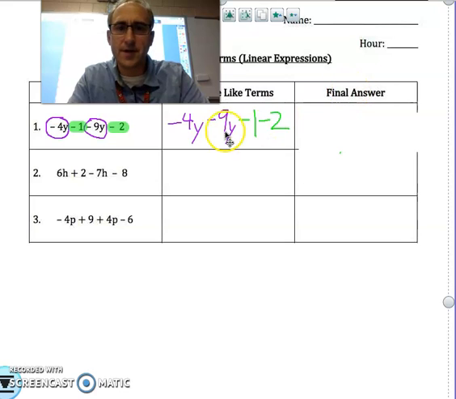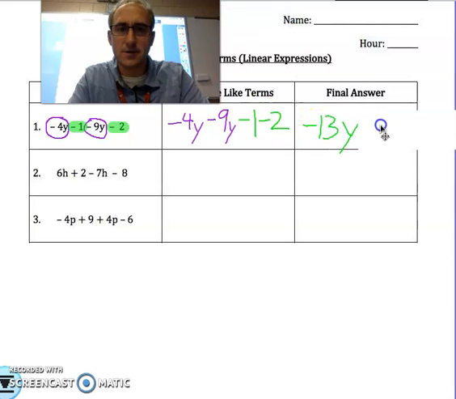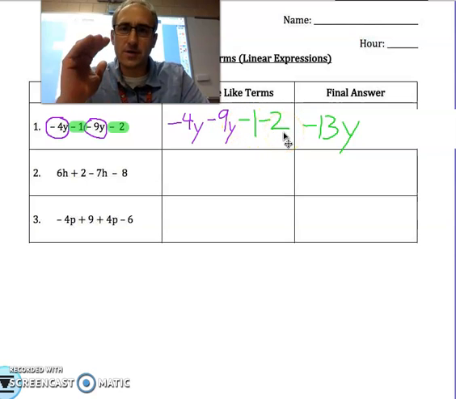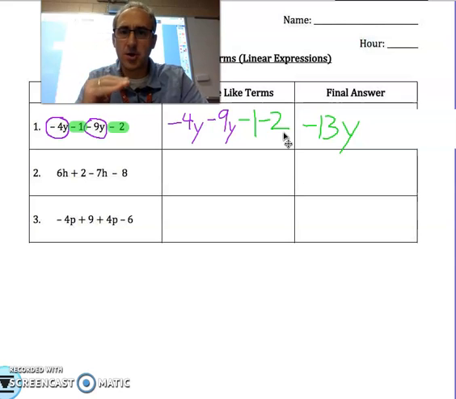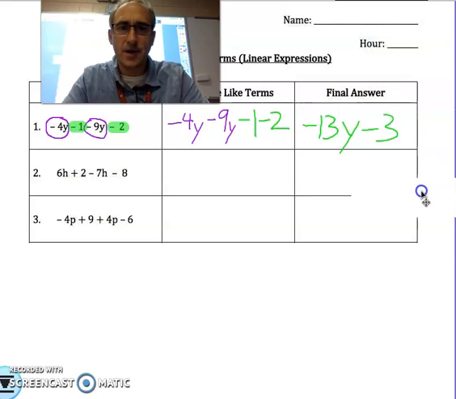For the final answer, I'm going to end up with two terms. A term of y terms and a term of number terms. Now the y terms have a number with it, but they cannot be combined with the number terms. So when I put negative 4 minus 9 together, I get negative 13y. And when I take negative 1 minus 2, negative 1 degrees below 0 gets 2 degrees colder, I'm left with negative 3. Let's look at one more.